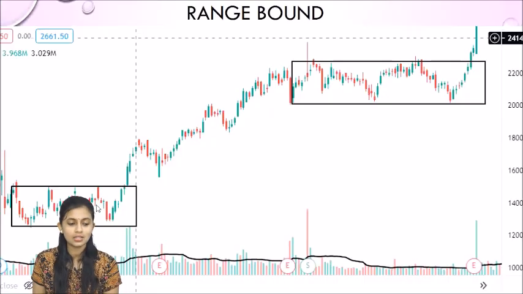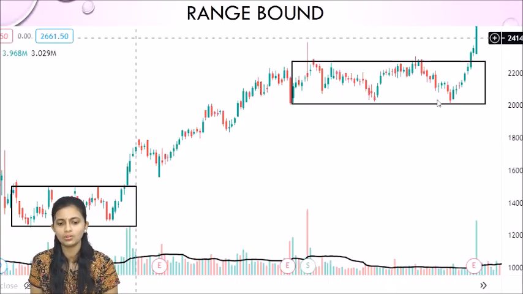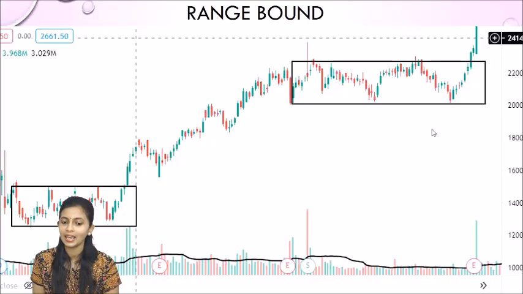So it's not necessary that after the range bound stage, if the stock makes a rally and again comes to a second range bound stage, then the stock has to fall. It can again go upwards, because this can be a profit booking case, or this can also be new big players coming into the market.